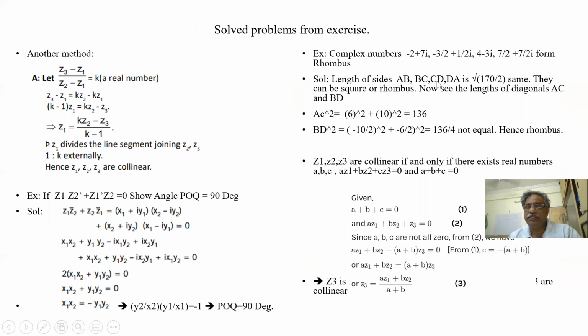Okay. Now let us see this problem. Prove that this is a rhombus. So Z1, Z2, Z3, Z4. When I find the distances between the points, taking them as x1 y1, x2 y2, x3 y3, x4 y4, I am getting all the same. So either they can represent a square, or they can represent a rhombus. So now I am checking AC and BD, the diagonals. AC is 136, BD is different. So the diagonals are not the same, sides are the same. That means this is a rhombus. If the diagonals are also the same, then it is a square. This we already saw.